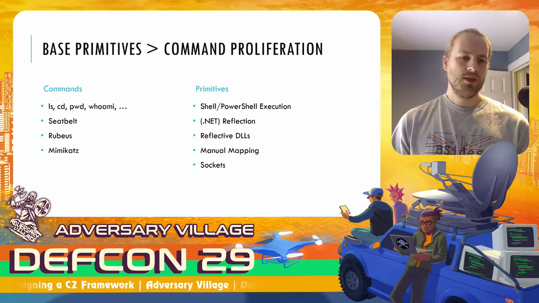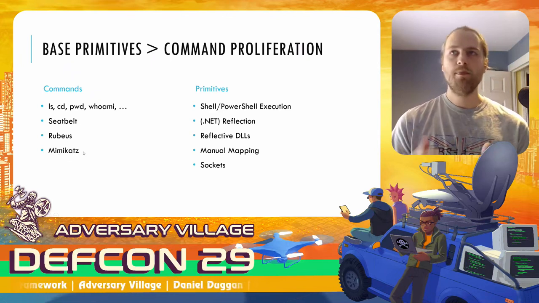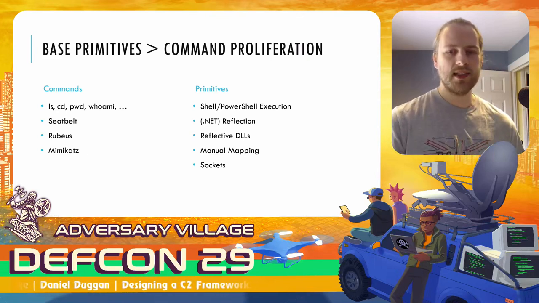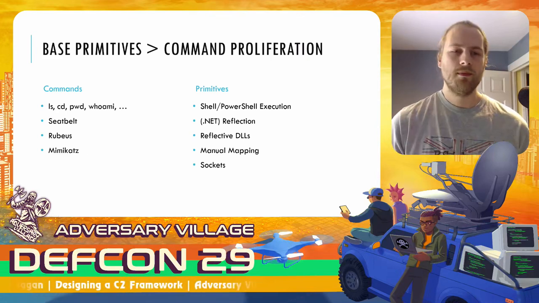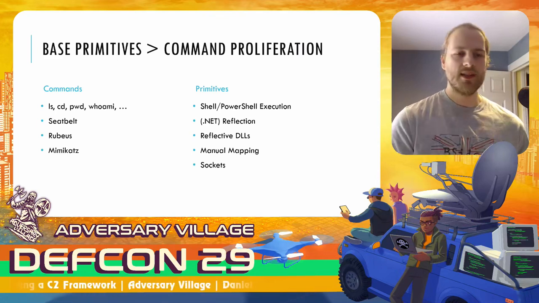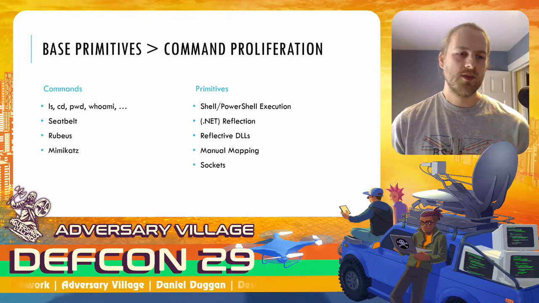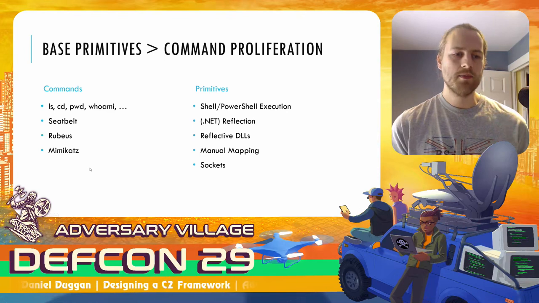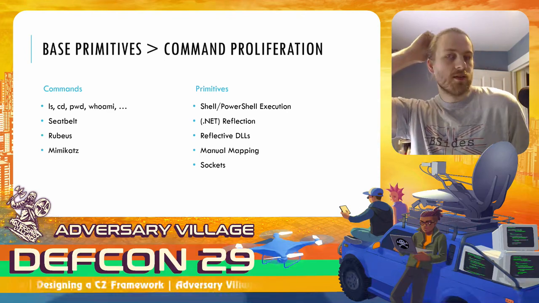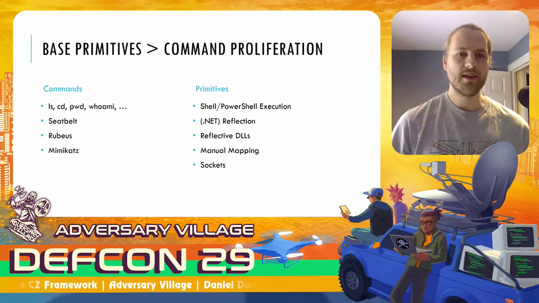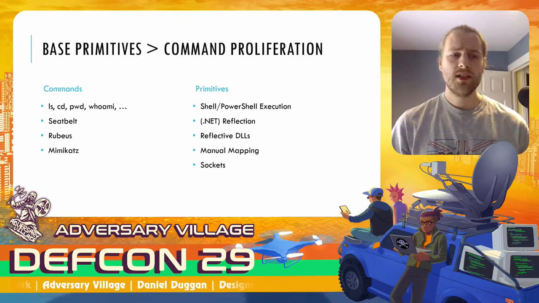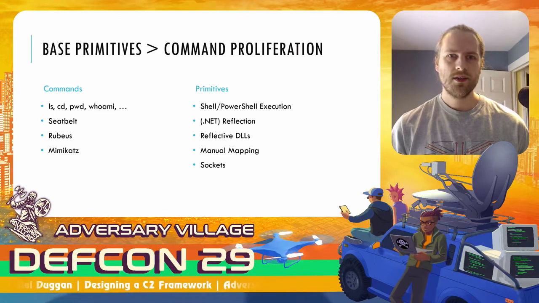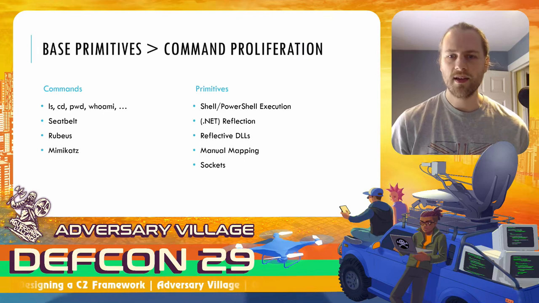So let's use Mimikatz as an example here. You could build in a command to your framework that will automatically push Mimikatz down to the implant, load it up in some way, execute it, and send the results back. You could do that for Seatbelt and for Rubeus. It's very nice to have an automated way to push all of these assemblies down. But as soon as the operator says, well, I want to push down something custom, you've not made it very easy to do that.